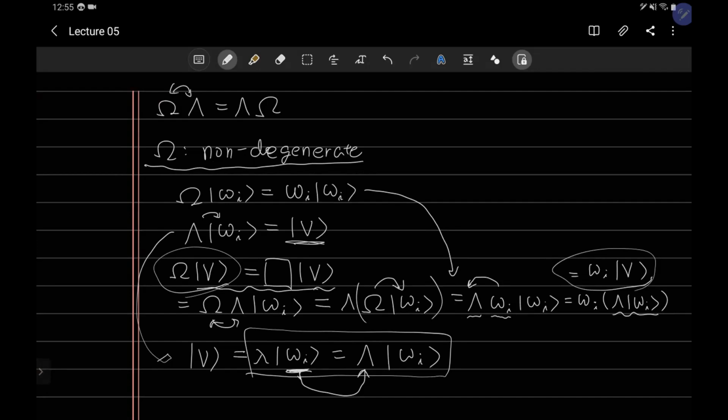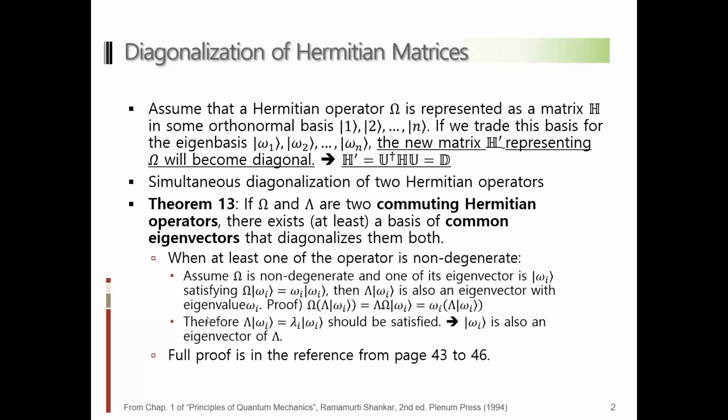And for this case, I only showed that at least omega should be non-degenerate, but you can also do the general proof. You can also prove it for the general case, and such a thing is also discussed in the book. So I ask you to read the full proof in the reference.